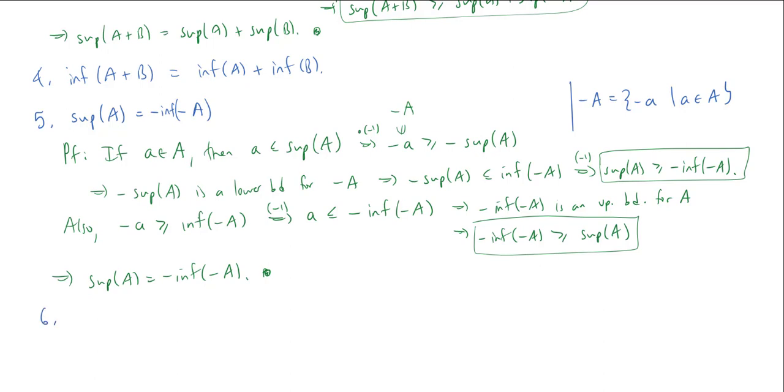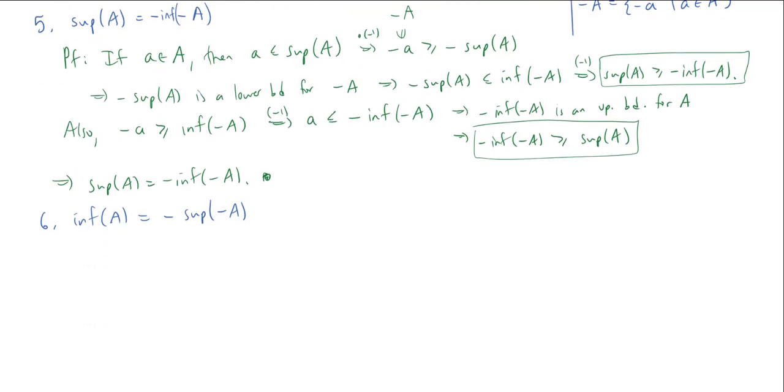All right, now number 6, just the same sort of statement for the infimum. The infimum of A is the negative of the supremum of negative A. I leave that to you. Well, you could do it directly as we did in the proof of 5, but you could also just use the result of 5 to prove this.